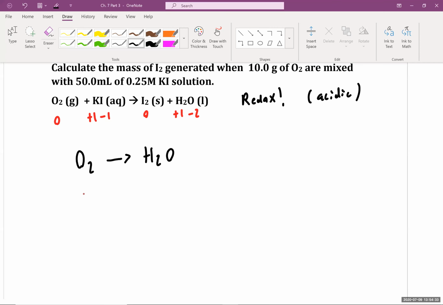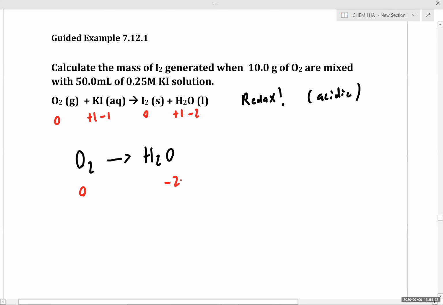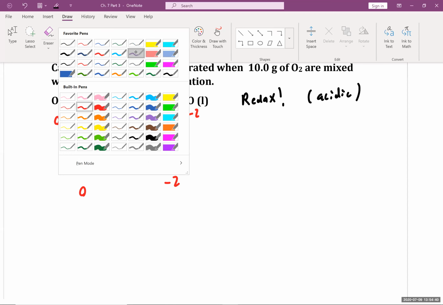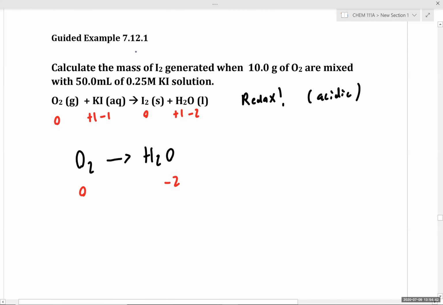Okay, so we're going from 0 to -2. Is this equation balanced with respect to oxygen? Looking, we have 2 oxygens on the left, 1 oxygen on the right. So what coefficient do we need for water? 2, yep. So that gives us 2 oxygens.